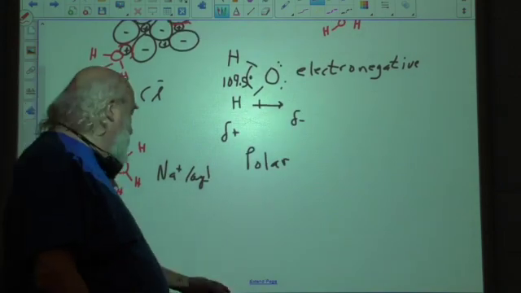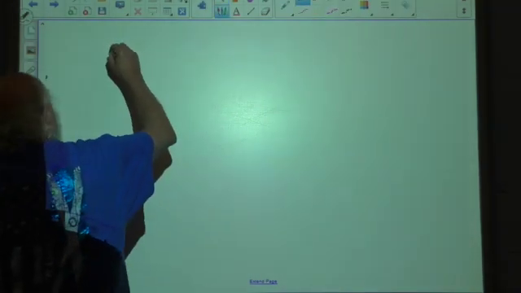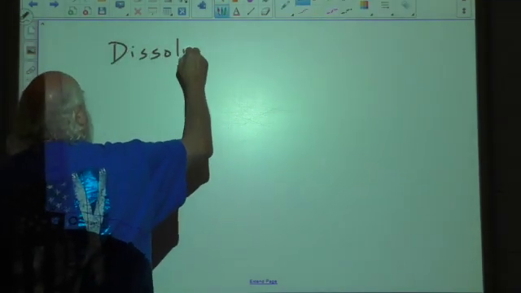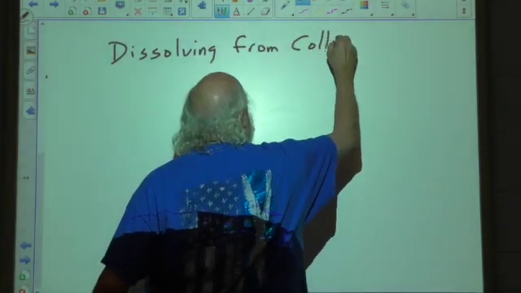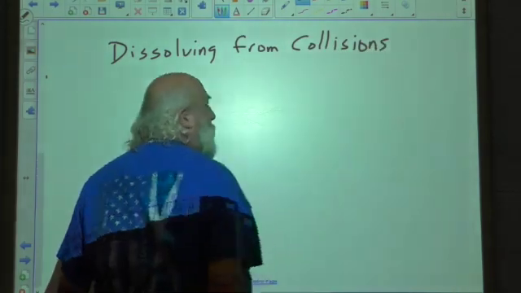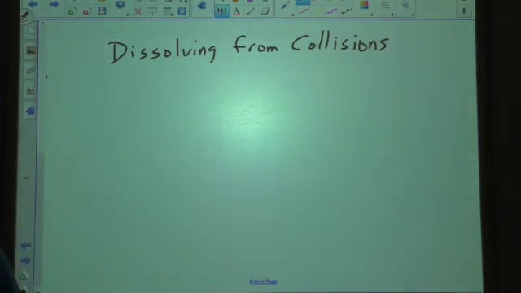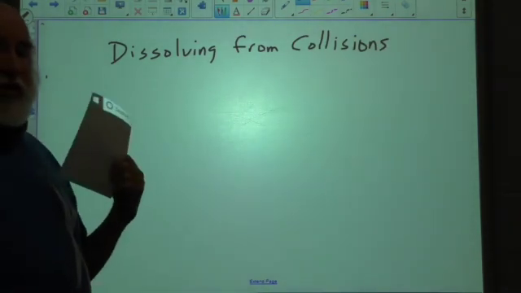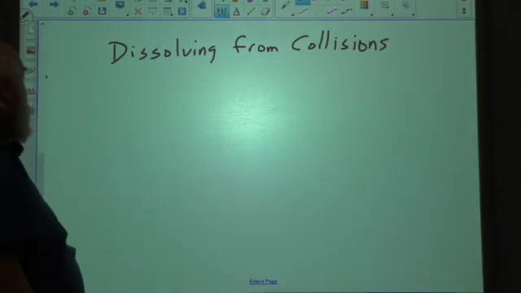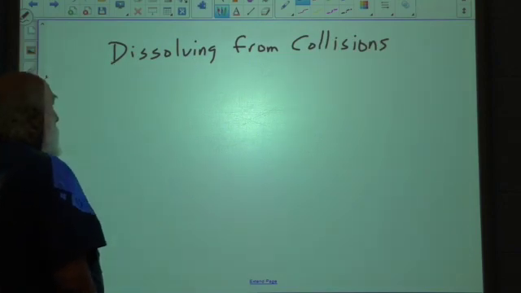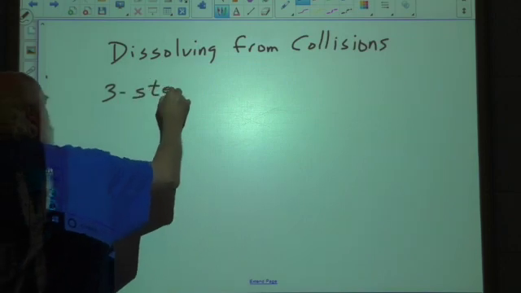So the bottom line is this. In order for dissolving to occur, it has to have collisions. No collisions, no reaction. Okay? You want a chemical reaction, the two have to collide, and they have to collide at such a spot that it's going to break the bonds that that substance has with other parts of the substance or compound. Okay? So we got to have collisions. And it's really a 3-step process.